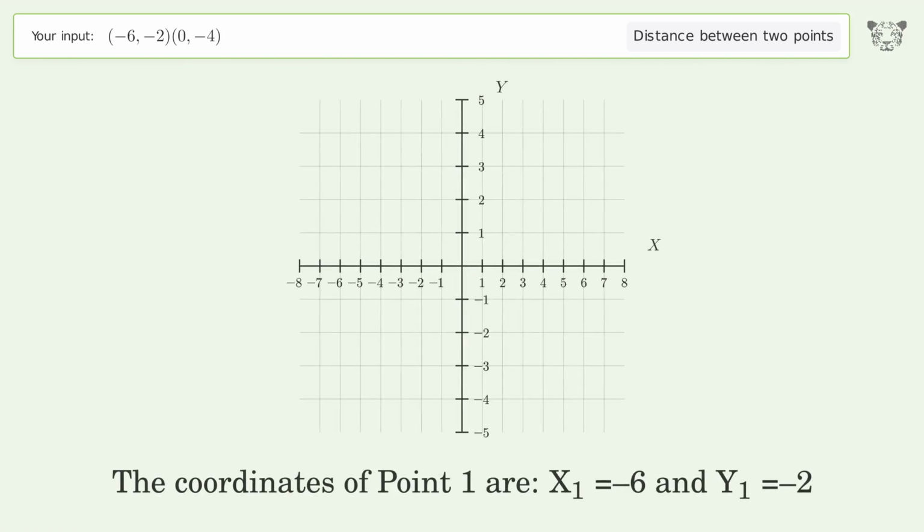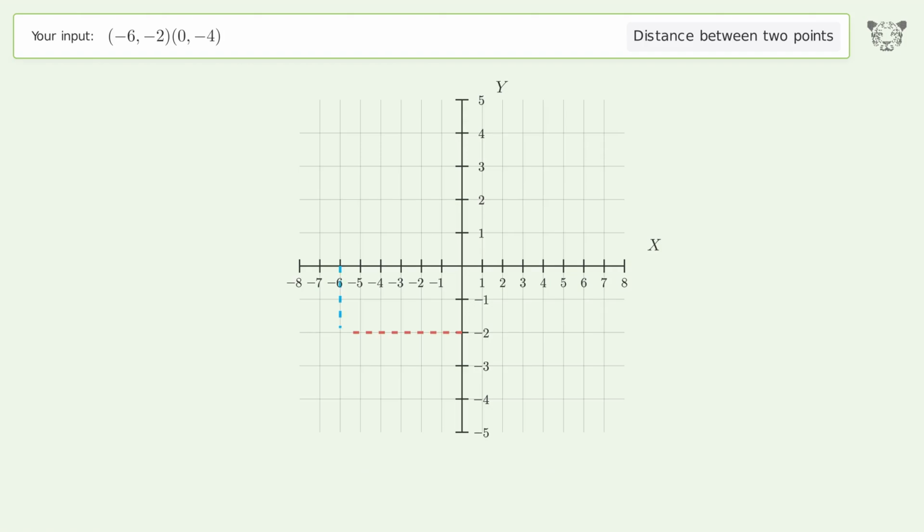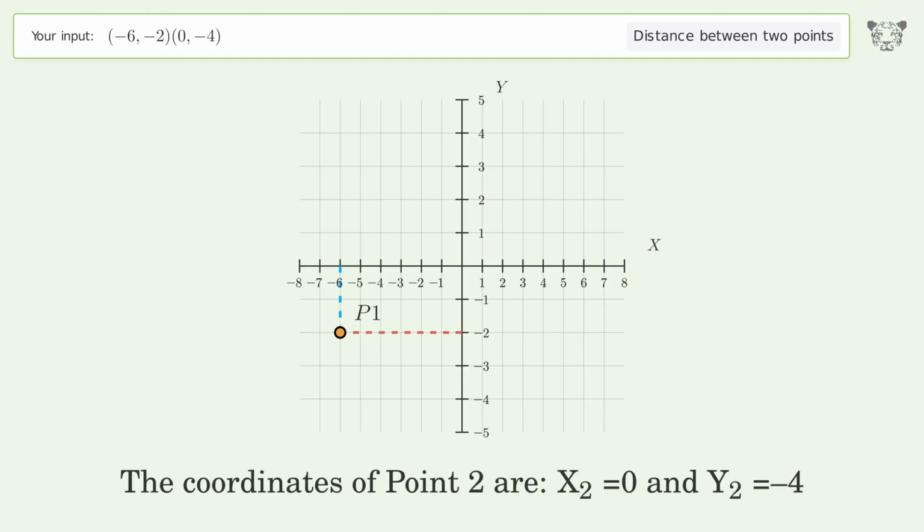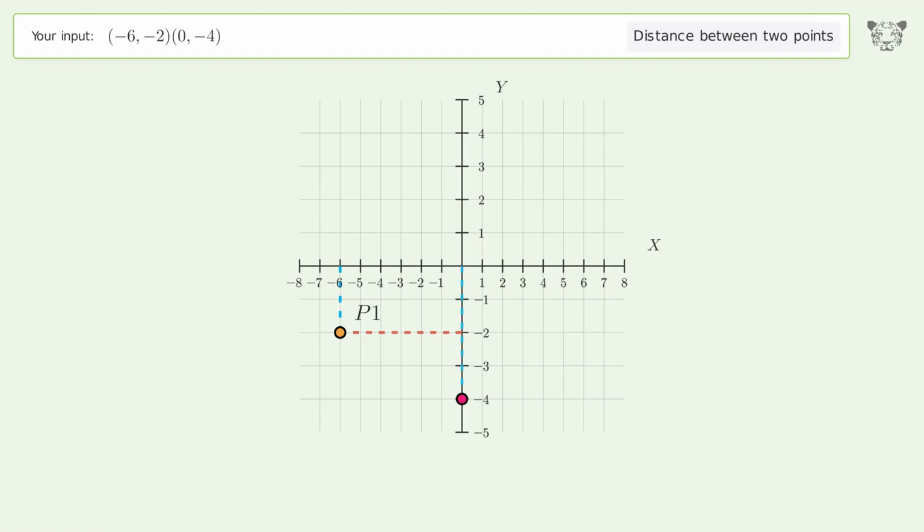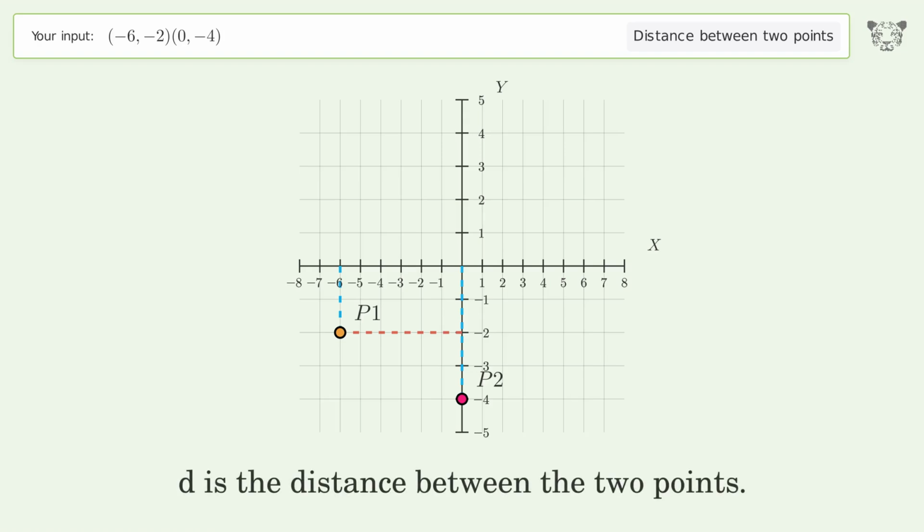The coordinates of point 1 are, x1 equals -6 and y1 equals -2. The coordinates of point 2 are, x2 equals 0 and y2 equals -4. D is the distance between the 2 points.